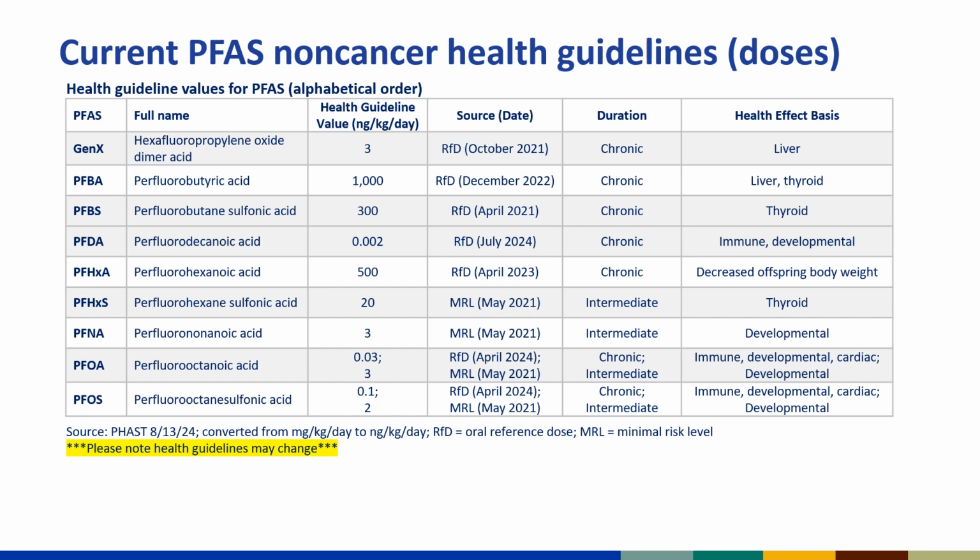The health effects that are the basis for the health guidelines are also listed on this chart. You can find more information in FAST on the health guidelines page for each contaminant. That page has links to relevant references and for some PFAS, a summary of the principal study.